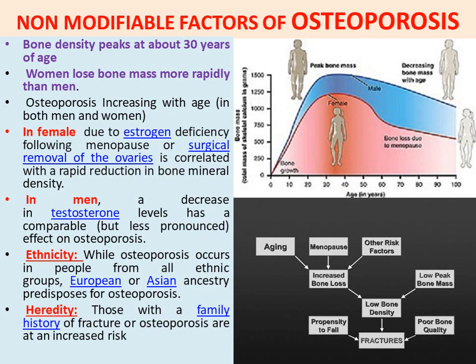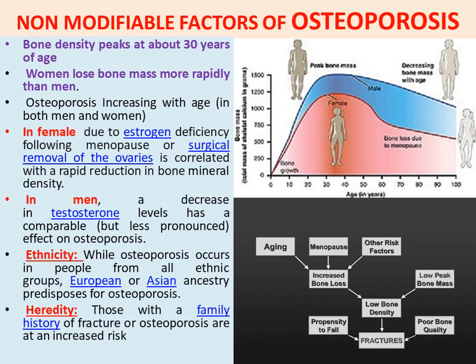In females, estrogen deficiency following menopause or surgical removal of ovaries is correlated with a rapid reduction in bone mineral density. So bone mineral density decreases with the removal of ovaries and in menopause, due to estrogen deficiency. In men, a decrease in testosterone levels has a comparable effect on osteoporosis. So if testosterone level decreases in men, then osteoporosis occurs.